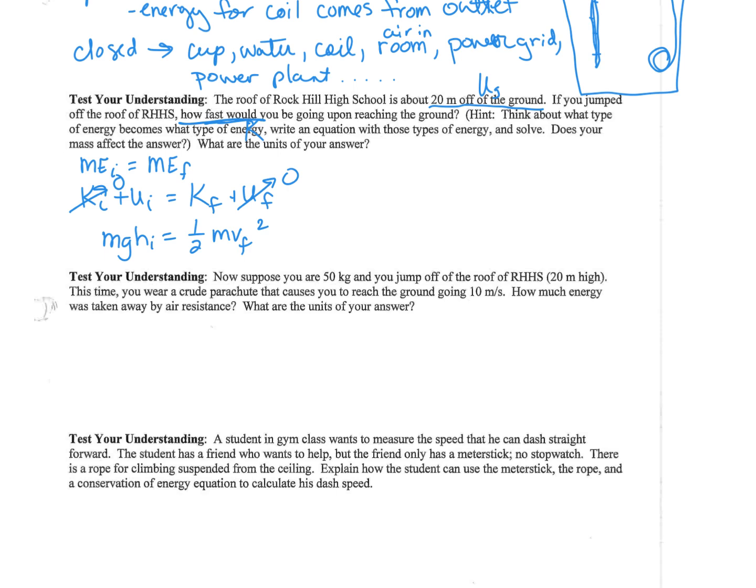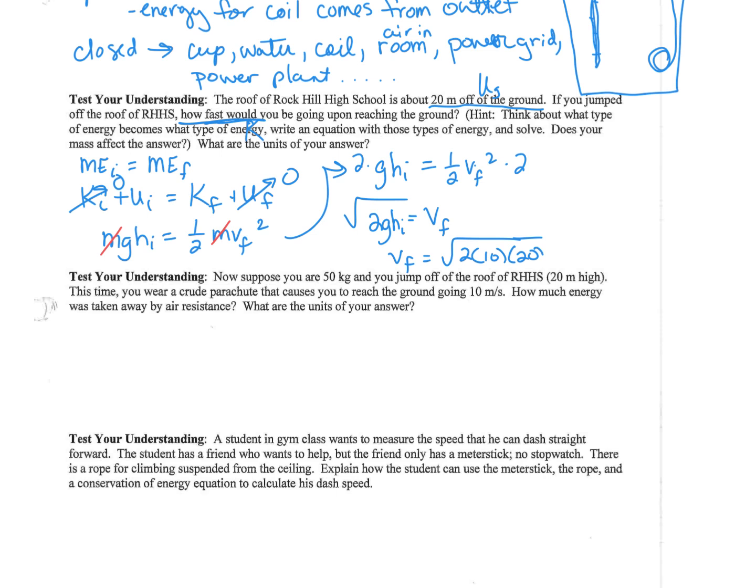So what do we notice here? What you should notice is that the mass doesn't matter a bit, does it? It sure didn't. So we're going to notice that g h initial is going to equal 1/2 v final squared. We want to know how fast we're going, so we're going to multiply both sides by 2. So we end up with v final equals the square root of 2 g times initial height. Well, if we plug that in, we get a v final of the square root of 2 times 10 times the height, which was 20 meters. So we end up with 20 meters per second as our answer.